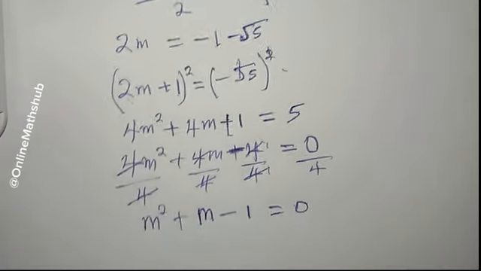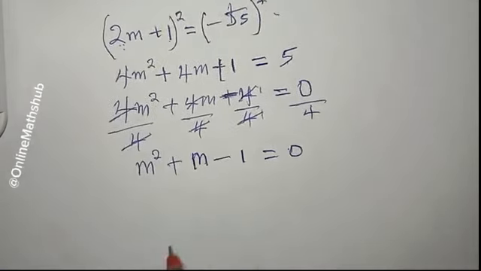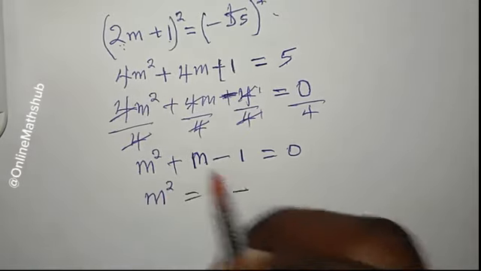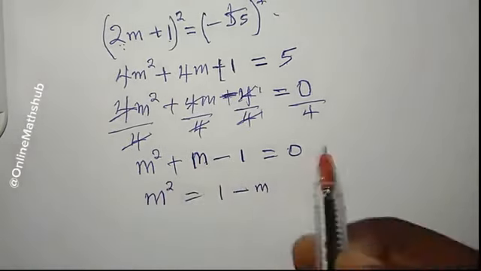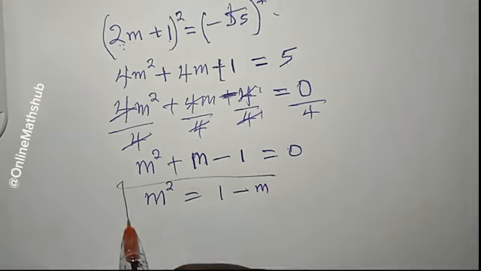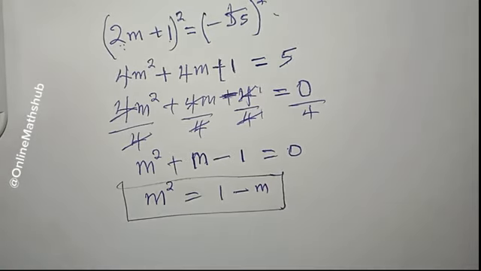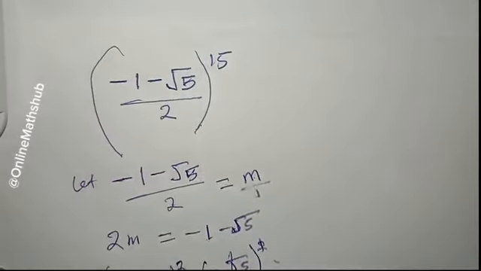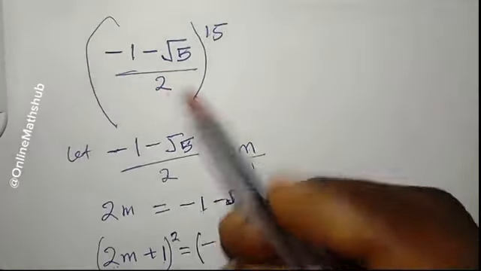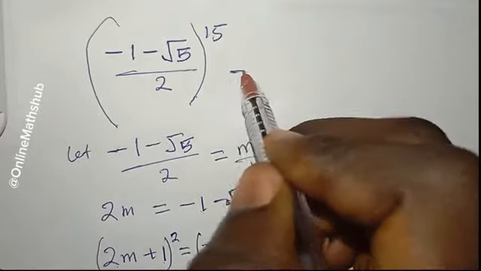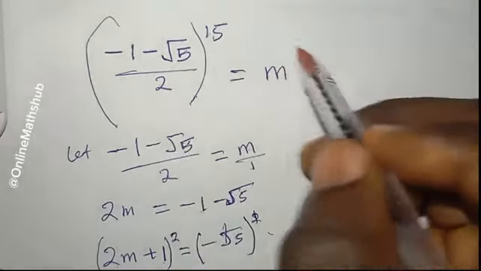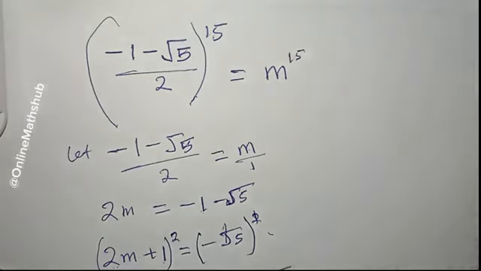Next I'm going to make m squared the subject. So m squared is now equal to 1 - m. This is what we have as the value for m squared. And don't forget, the question we are solving is this. Since we've set the stuff inside the bracket to be equal to m, our question is changed to m raised to power 15.